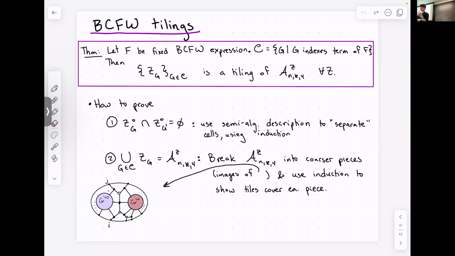Those pieces are more closely related to smaller amplituhedra, for smaller K and N, and so it's easier to show that they decompose into tiles. There is of course an inductive component, where we use induction to show that the tiles cover each piece, the image of this sort of thing. So that's all I want to say about tilings.